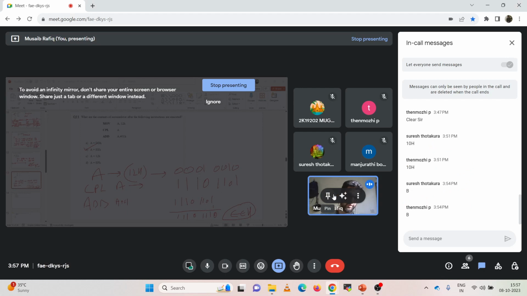Yeah, some of the students have done it. I think in the previous question also, option B was correct. So just a small question here: can you tell me what is basically happening here? What is this entire operation doing?